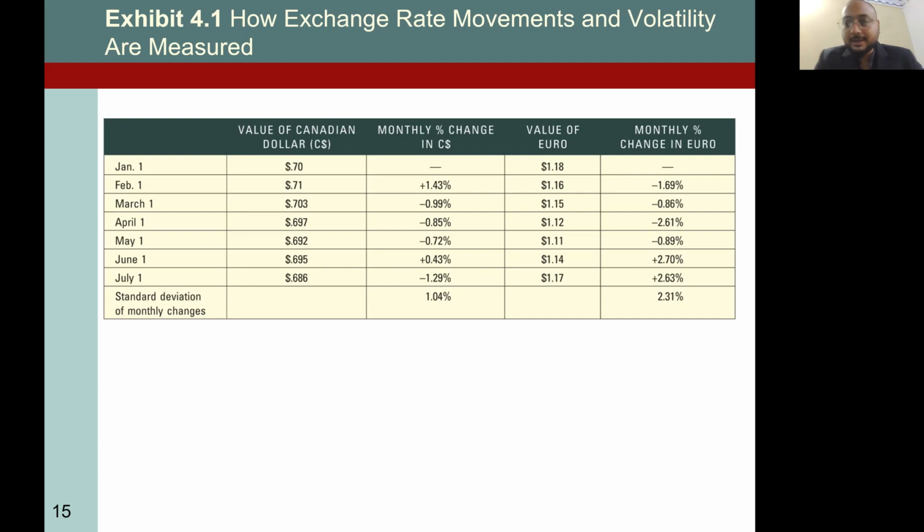We were discussing chapter 4, which is exchange rate determination, and we finished our example in our last class on exchange rate determination. So let's have a recap of what we studied in our last class.